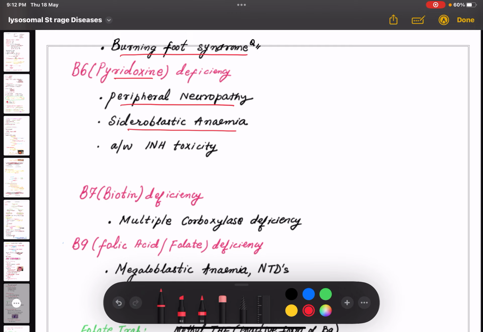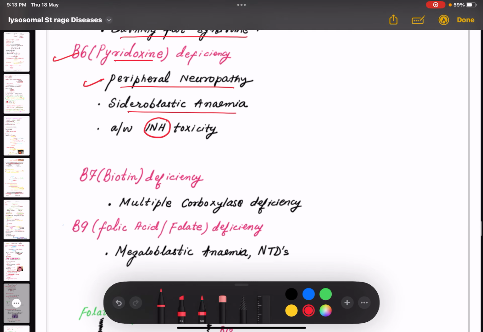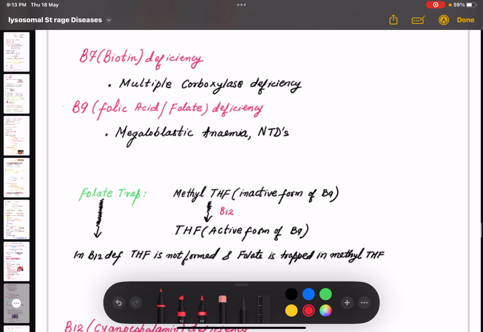You might have heard that patients of tuberculosis taking anti-tubercular drugs like isoniazid can develop peripheral neuropathy due to isoniazid toxicity. Why? Because it can result in B6 deficiency. That's why if you are giving isoniazid to a tuberculosis patient, you should give B6 also. See guys, this question is asked in the exams. Be aware of these things.